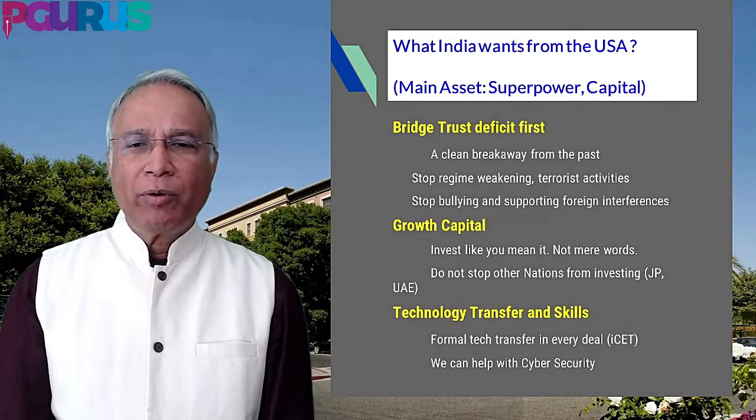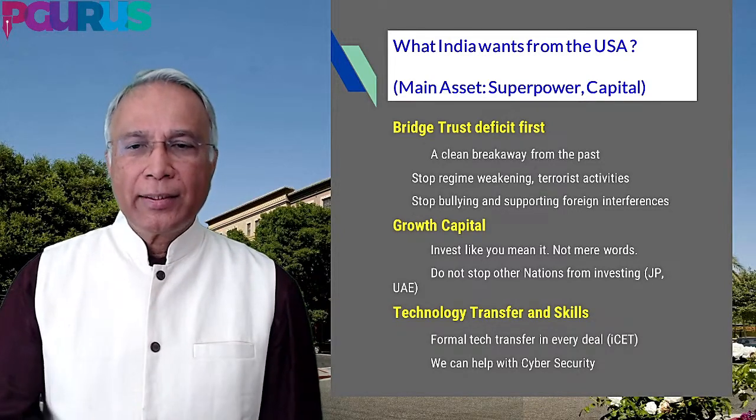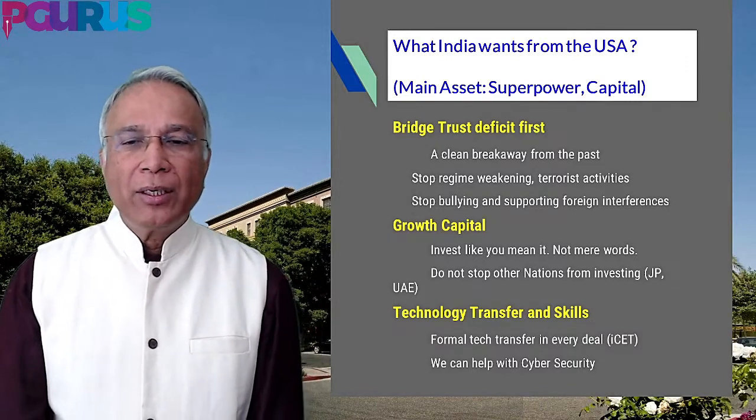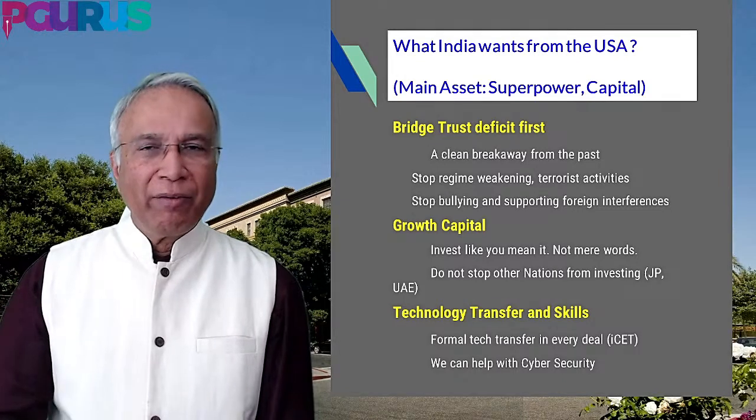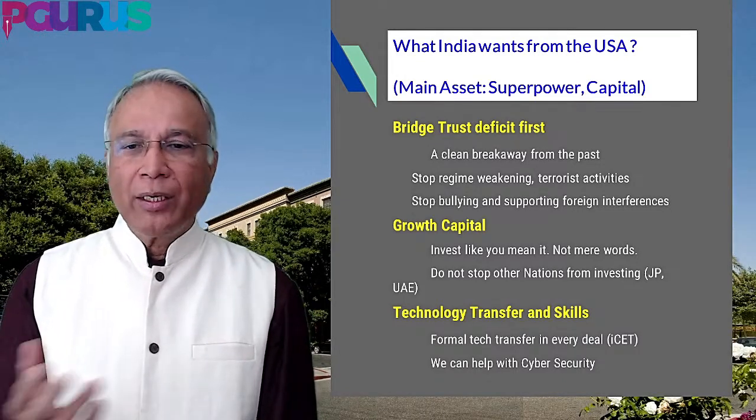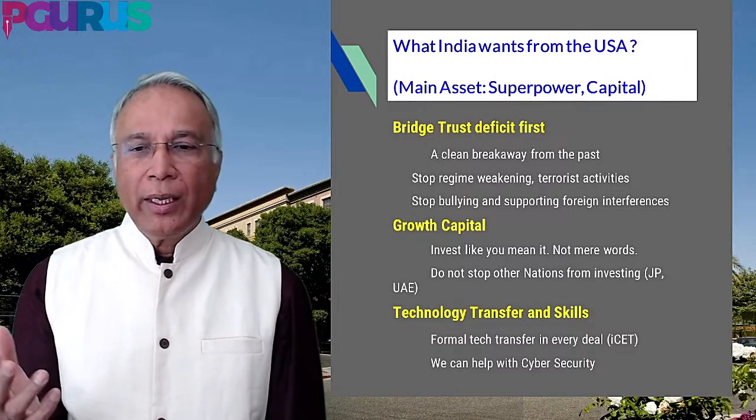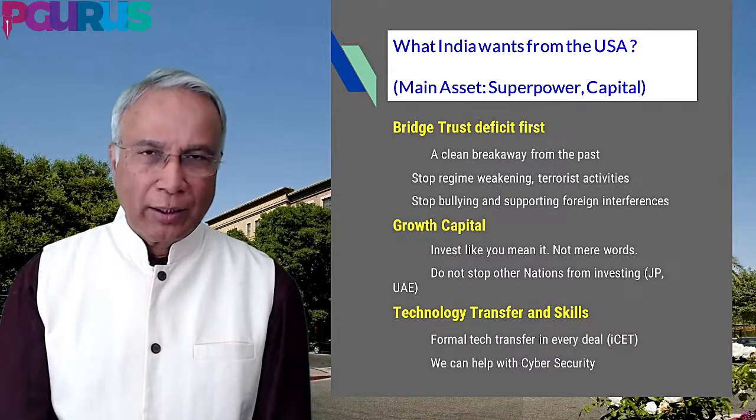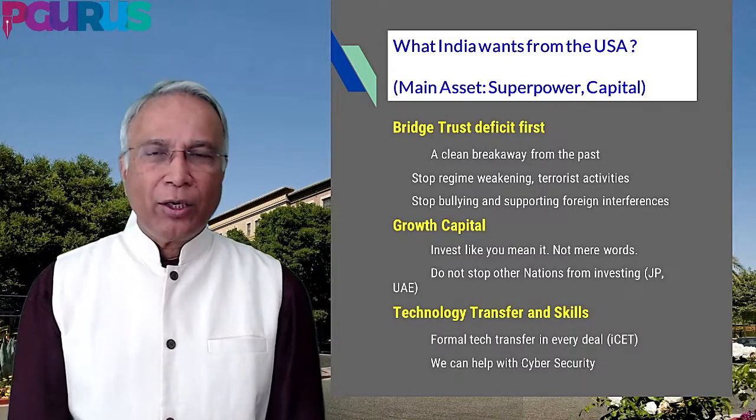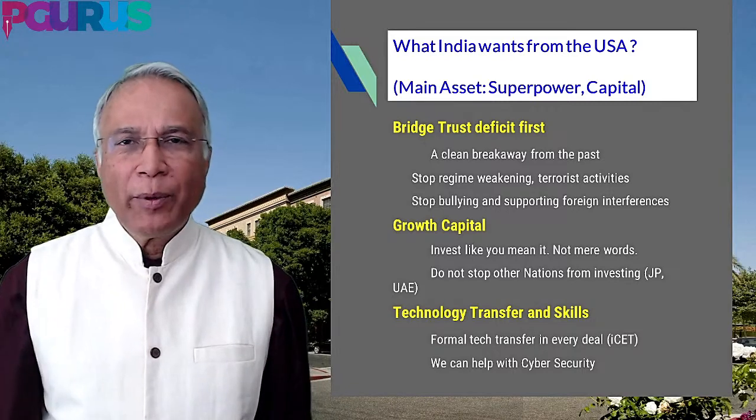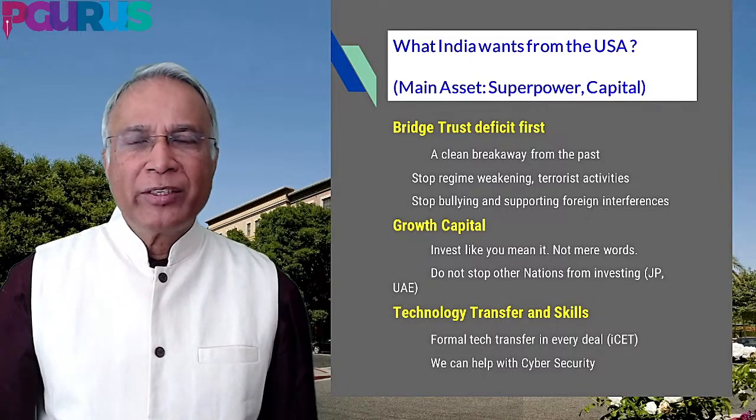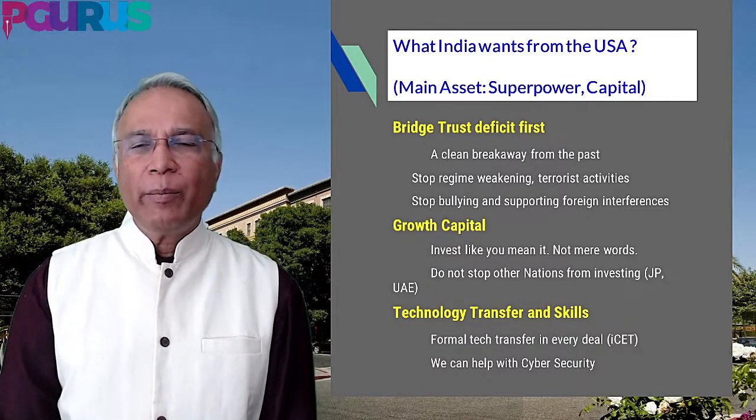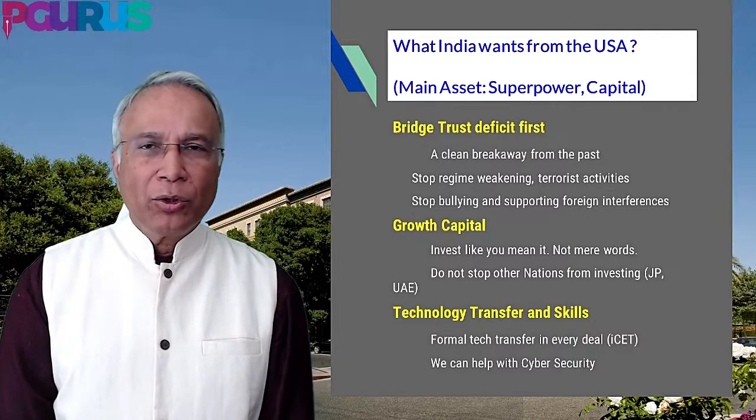What does India want from the USA? The main asset that India has is that it has human capital and it is a superpower. It wants to build trust, the trust deficit first, a clean breakaway from the past, stop regime weakening, terrorist activity, stop bullying and supporting foreign interferences. So this is something where the US speaks with a forked tongue. This is what India sees: on the one side, the Department of State knows fully well that some of its statements are not true, yet they persist. And sometimes they stick it to India by bringing an Indian American spokesperson to make those kinds of doozy statements.